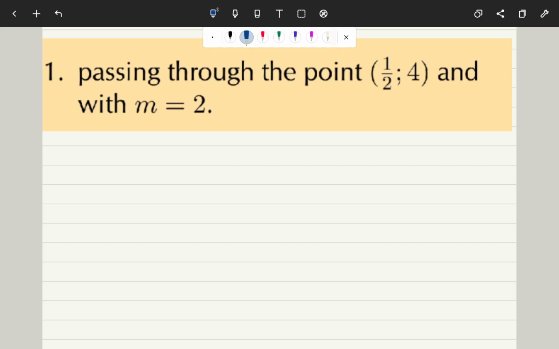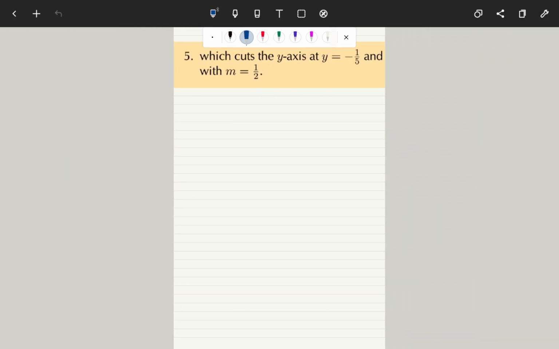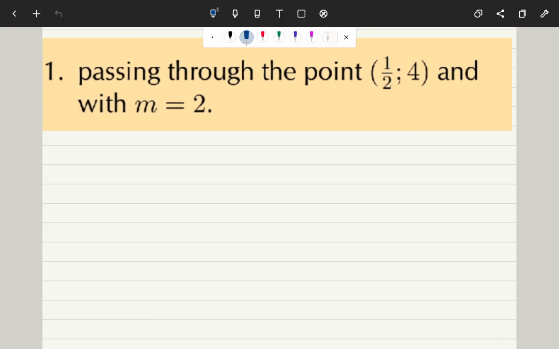Number one, we have to find the equation of this line. The line that is passing through the point (1/2, 4), and the gradient is 2. Remember, there is one equation where you only need one point and your gradient, which is exactly what we have here. That formula, if you have already forgotten, is y minus y1 equals your gradient times x minus x1. That is the formula.